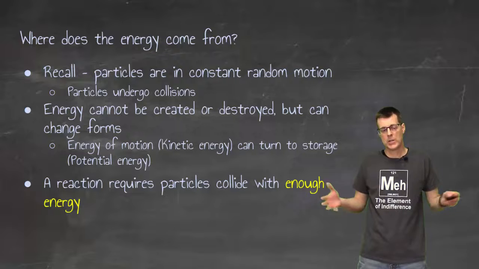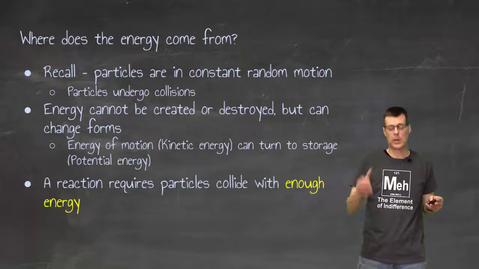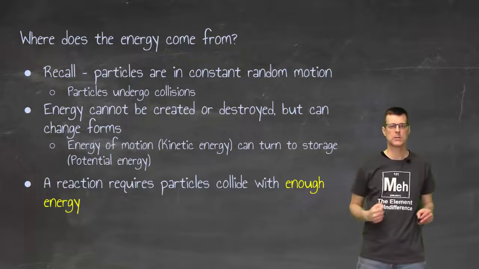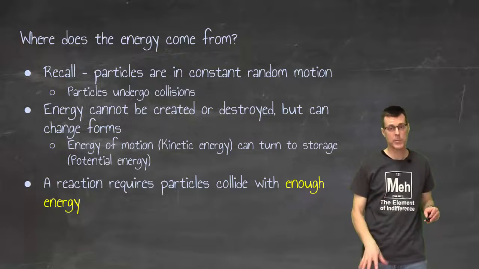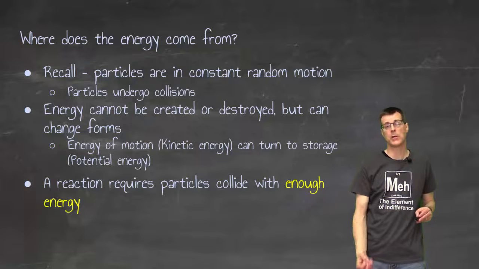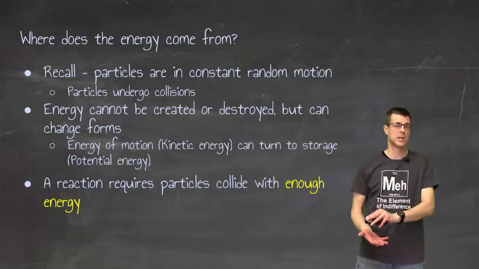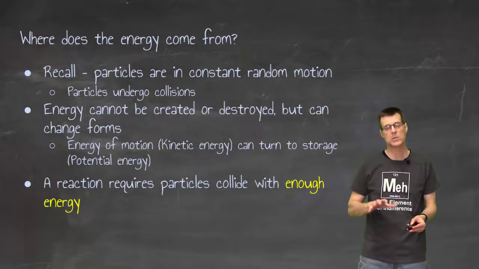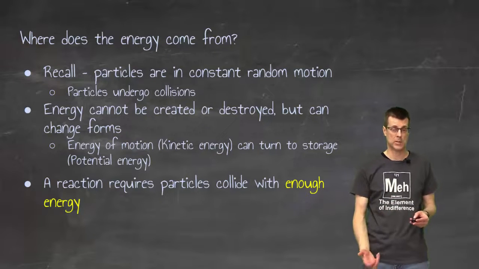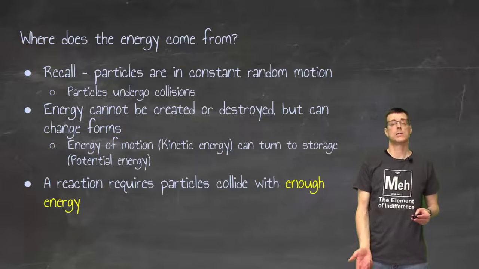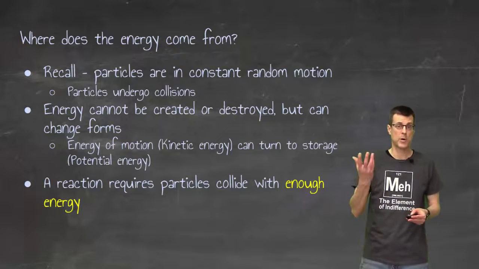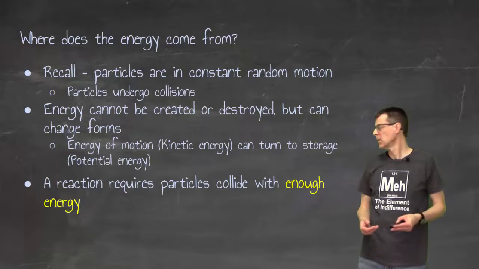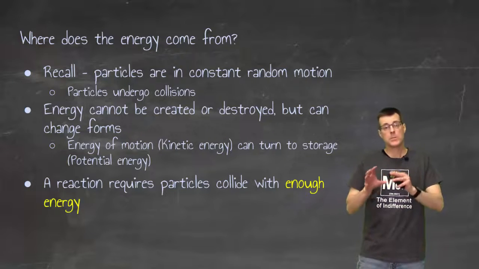Think about dribbling a basketball. You throw the basketball down, it speeds up by gravity, hits the floor, slows down, stops, and bounces back. You have that motion energy turned into stored energy, and the energy is stored and used to propel the ball back up into the air. So the energy comes from the collision.